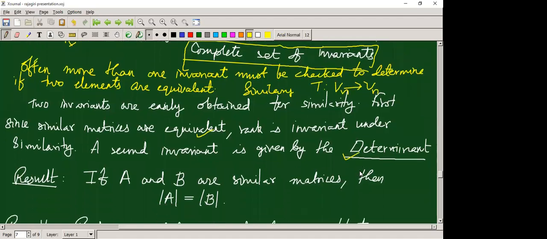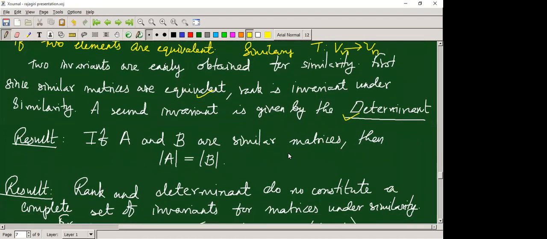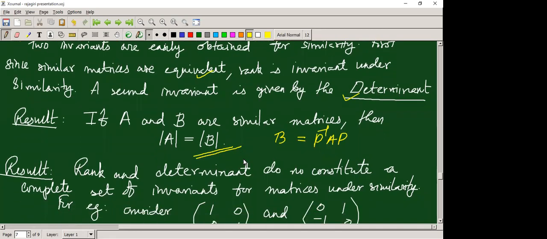Why do similar matrices have the same determinant? We know that if B is equal to P inverse AP, then determinant of B is equal to determinant of A. So if A and B are similar matrices, then determinant of A is equal to determinant of B.